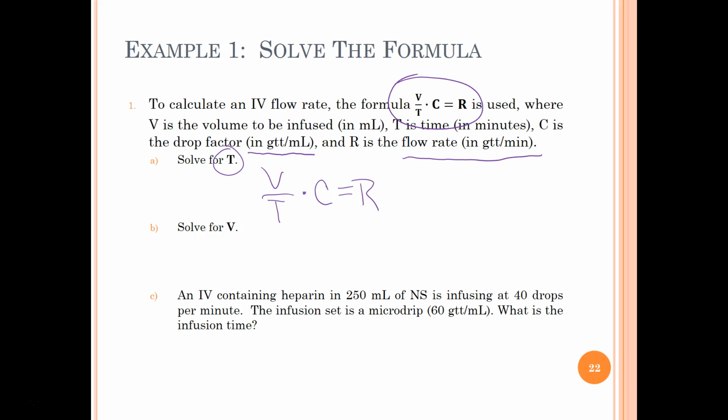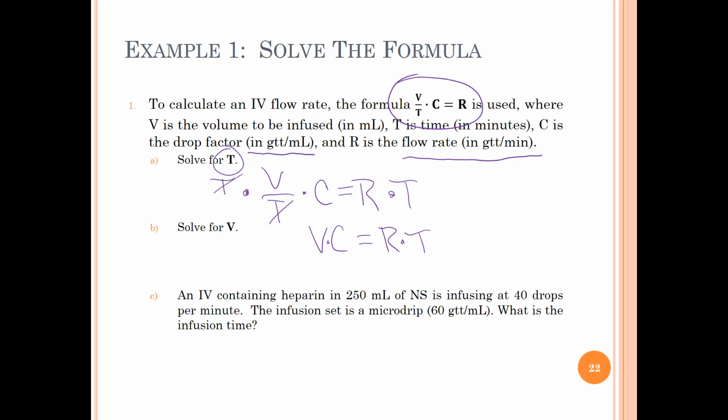Notice this has similarities to one of the problems we just looked at. T is stuck in the denominator, so we're going to multiply both sides by T to get it out of there. And that's going to yield a solution of V times C equals R times T.